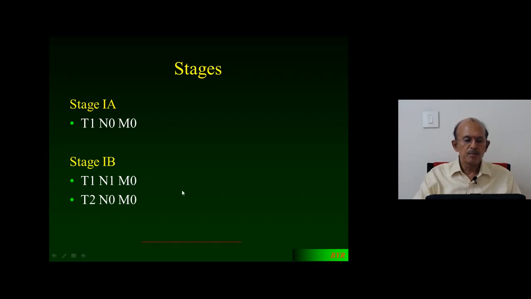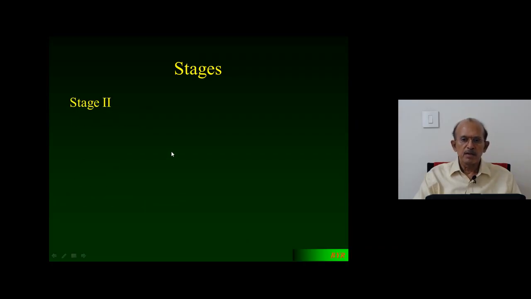What is T2? Yes, infiltration to the muscularis is called T2. Stage 2 disease: T1, N2, M0 or T2, N1, M0. What is N2?